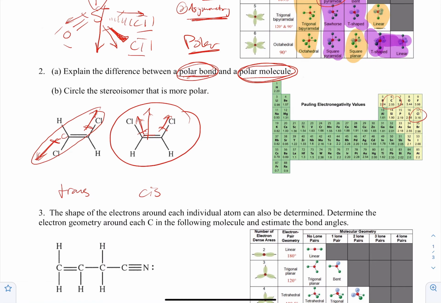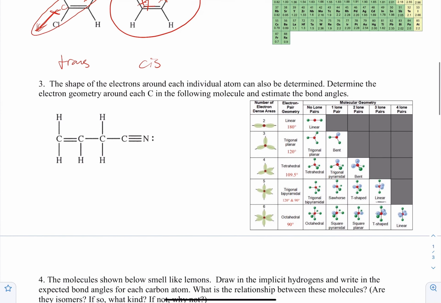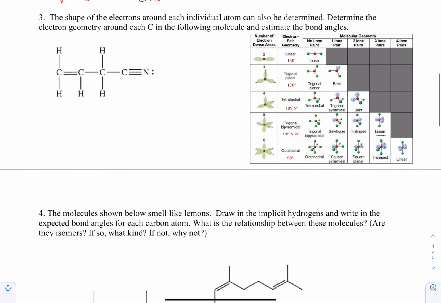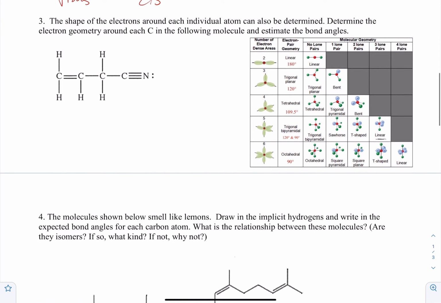Cis molecules are typically the more polar molecule just because of their shape. All right, last one for this video. Number 3 says the shape of electrons around each individual atom can also be determined. Determine the electron geometry around each carbon in the molecule and estimate the bond angles. Electron pair geometry is different from molecular geometry. They've specifically asked for the electron geometry, so that's what I'm going to give you.